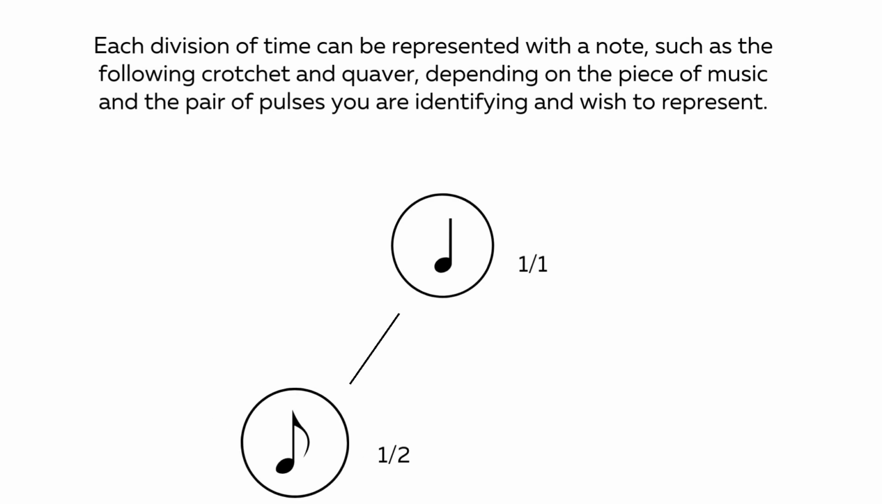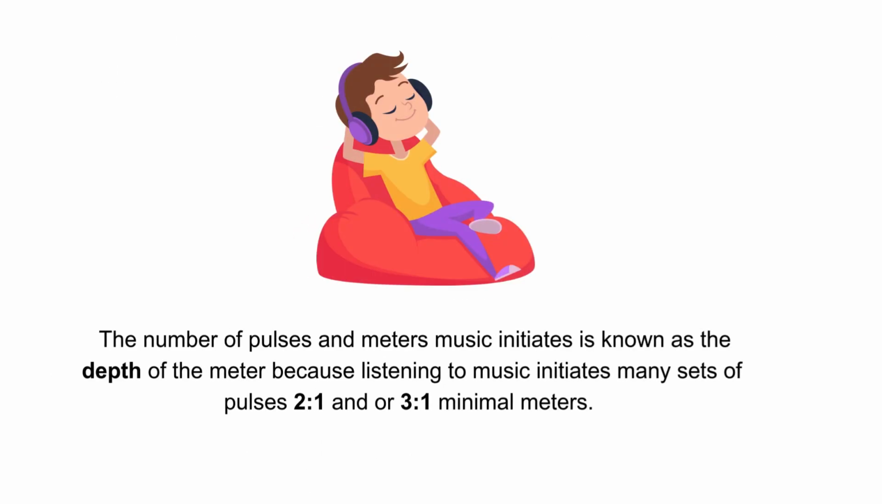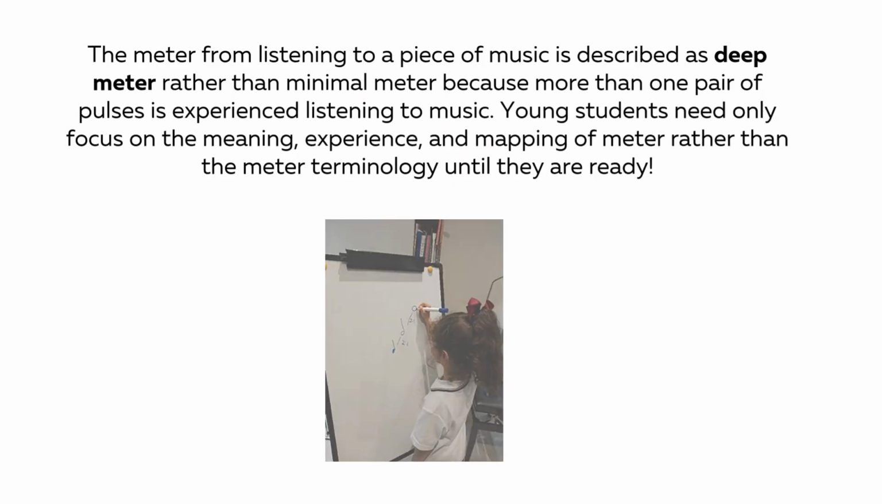Each division of time can be represented with a note, such as the following crotchet and quaver, depending on the piece of music and the pair of pulses you are identifying and wish to represent. The number of pulses and meters music initiates is known as the depth of the meter, because listening to music initiates many sets of pulses, 2 to 1 and or 3 to 1 minimal meters.